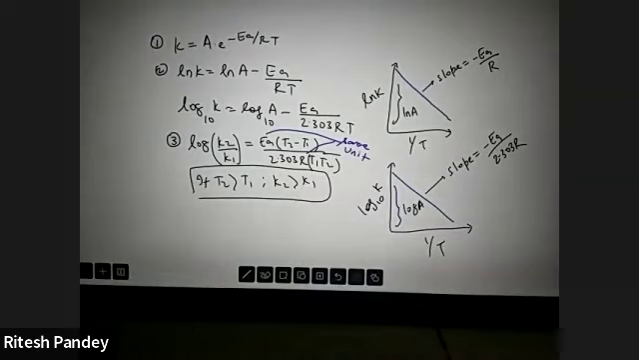बच्चे लोग यहाँ तक लगता है मेरे को कोई प्रॉब्लम नहीं है किसी को. You're all happy with this? T2 more than T1, all of this is positive, K2 more than K1.